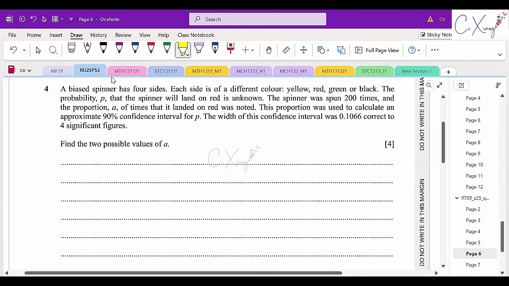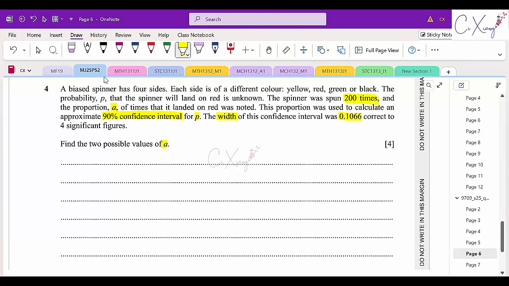Question number 4. A biased spinner has 4 sides, and each side has a different color: yellow, red, green, or black. The probability p that the spinner will land on red is unknown. The spinner was spun 200 times, and the proportion of getting red was noted, denoted by A. In general, we denote it by p usually, but they just put it as A here. This proportion was used to calculate an approximate 90% confidence interval for p. The width of this confidence interval is 0.1066, correct to 4 significant figures. Find the two possible values of A.